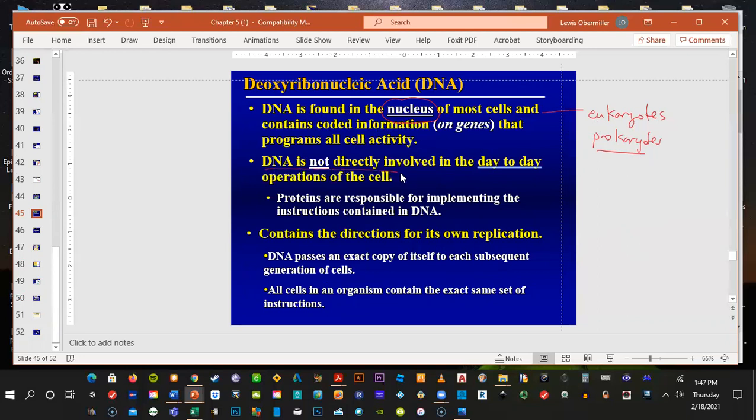DNA isn't involved in the day-to-day operation of the cell. DNA just sits in there. It's a cookbook. Your cookbook is not going to make you dinner. You need the ingredients in protein to actually make your cells. So proteins are what do the work based on the instructions contained in the DNA. We pass exact copies of our DNA to each of the cells. So every cell in your body has the exact same DNA. Exact same set of instructions.